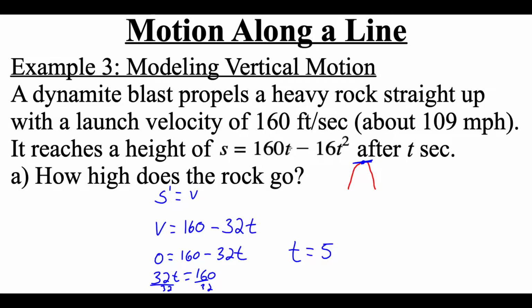So now I need to take that 5 and plug it back into that height function. So to find the height, I'm going to take 160 times 5 minus 16 times 5 squared. And when I do all of that, I should get a maximum height of 400 feet. So at 5 seconds, the rock hit a height of 400 feet.